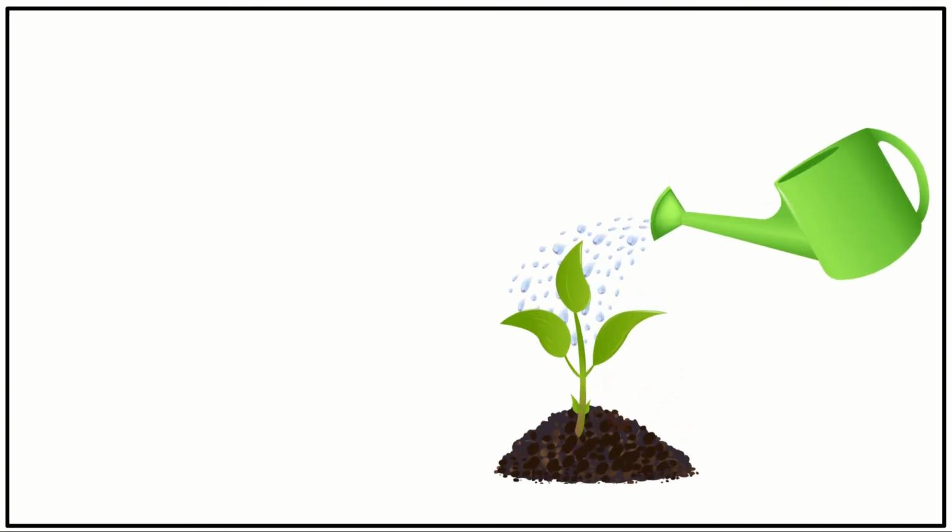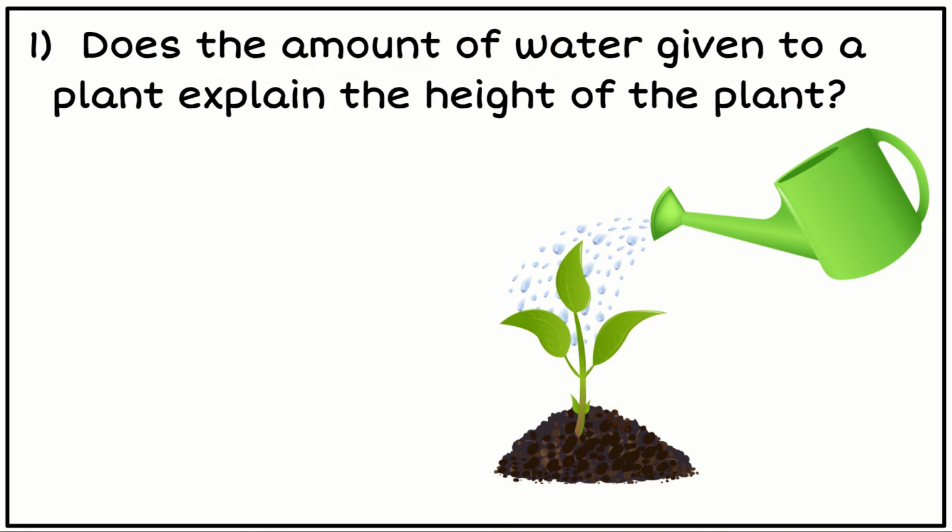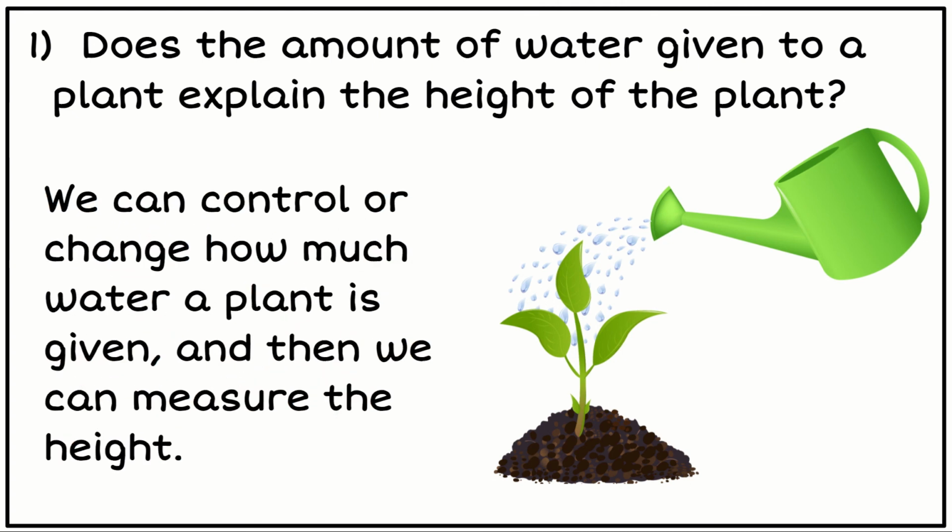So one way to think about it is in real life, which of these things do we control? Can we control the amount of water, or can we control the height of the plant? And hopefully we can all say, well, actually, we're going to control the amount of water. And then we're going to use how much water has been given to explain the height of the plant.